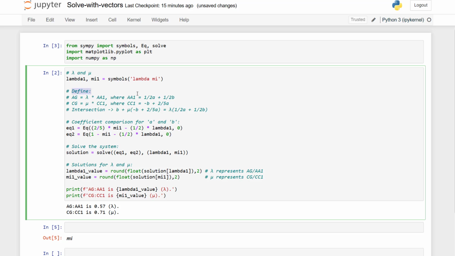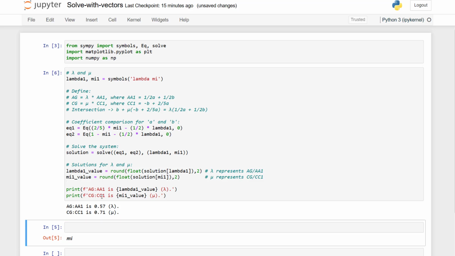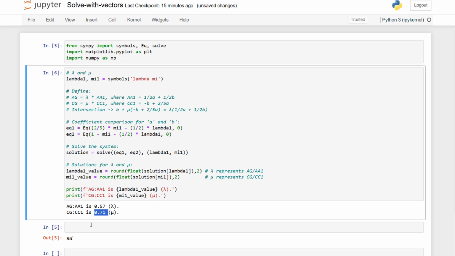So we define, and here I'm explaining pretty much what I did on paper, with the intersection, the coefficient comparison for A and B, and we're using this fancy EQ thing, with the lambda, the 2/5, the halves that we're having. See, solving the system just takes one line, and what it actually does under the hood, it's its thing. Then we calculate the lambda value, where lambda represents AG over AA1, of course. We run it, and we get 0.57 and 0.71.